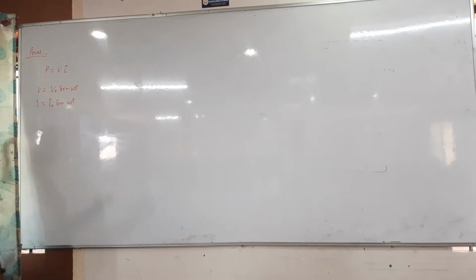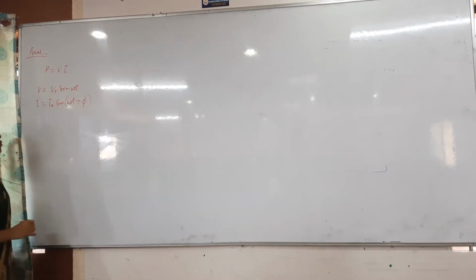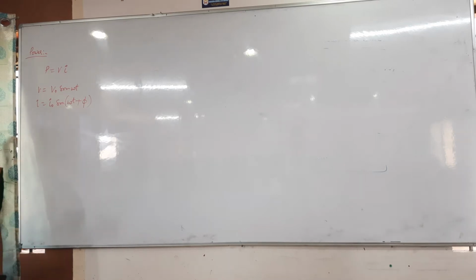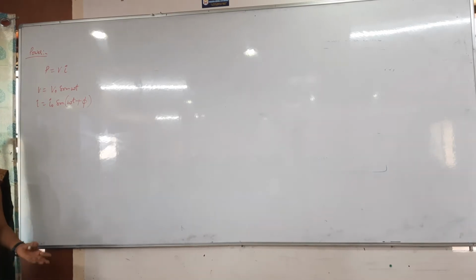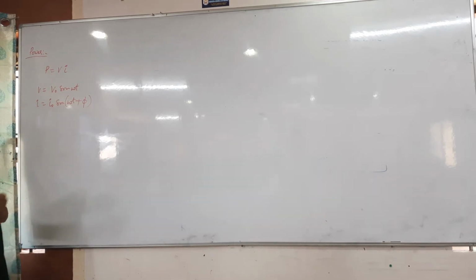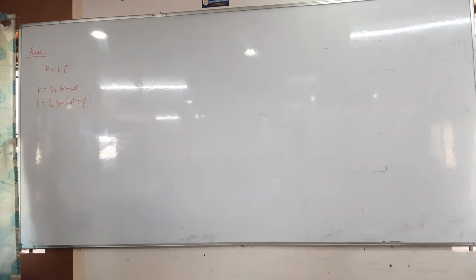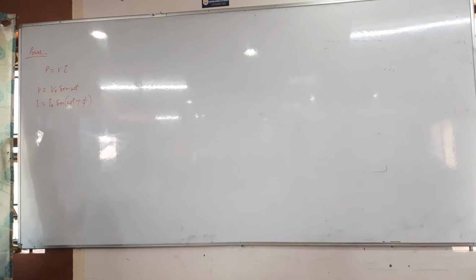If I take the RLC combination, at that time there will be a phase difference. I will take it as omega t plus phi. How much the phase difference is, I don't know. What is the value of tan phi? Tan phi is equal to (VL minus VC) by VR. Based on that we will get the phi value. So here V is equal to V naught sin omega t and I is equal to I naught sin (omega t plus phi).